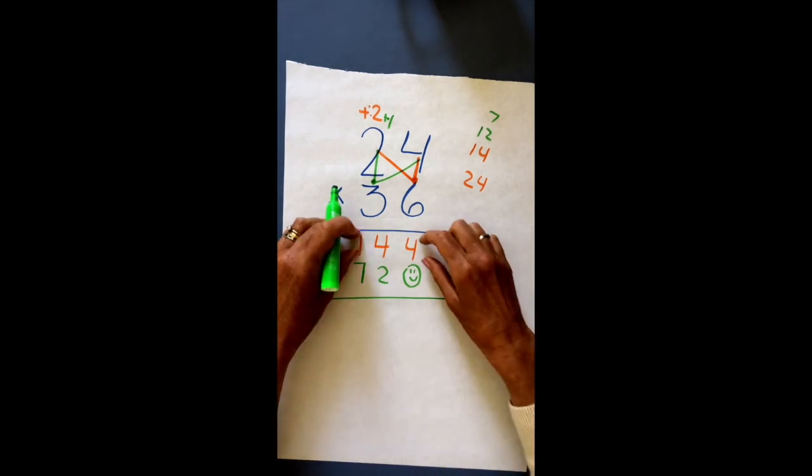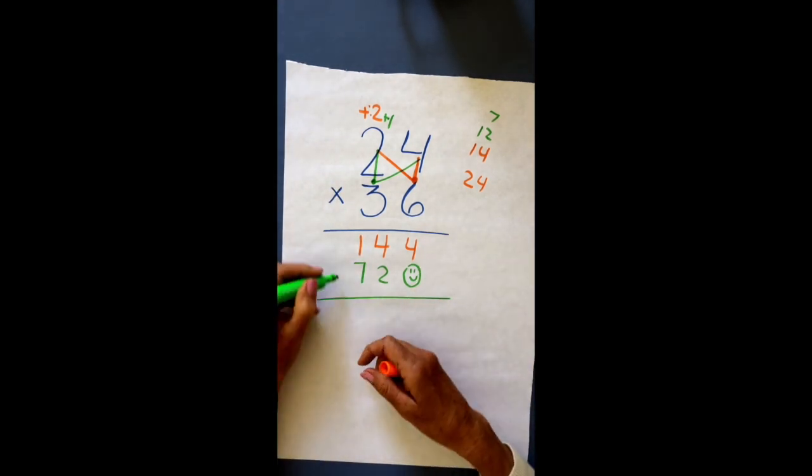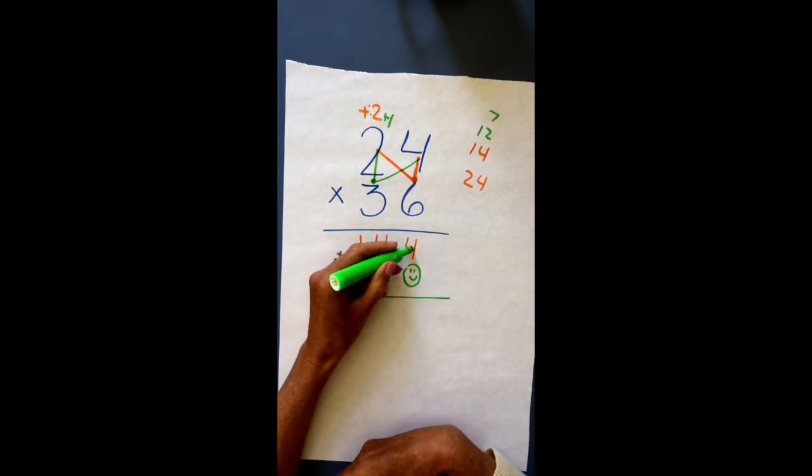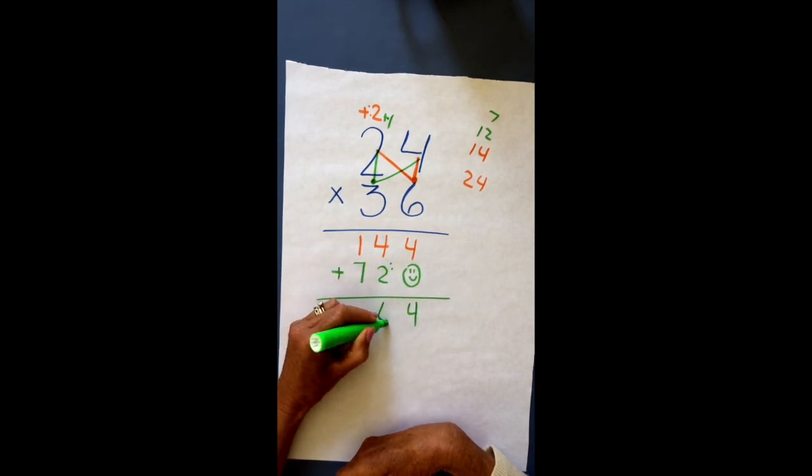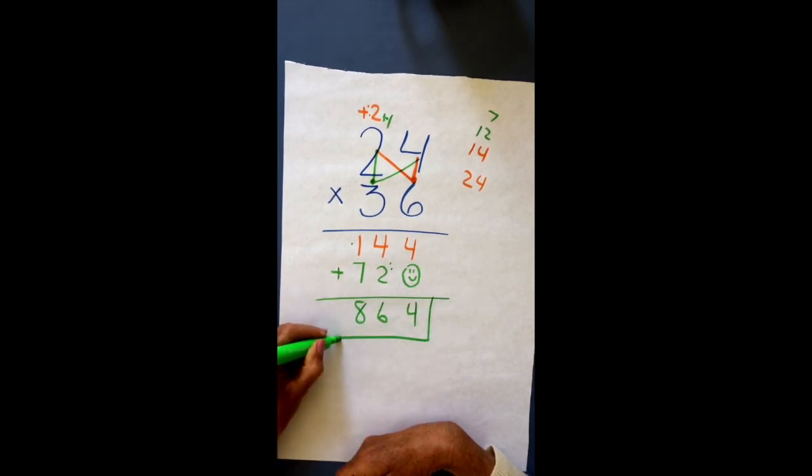Now I just have to add these two numbers. 4 plus 0 is 4, 4, 5, 6, 7, 8, and I've got my answer. I hope that helps.